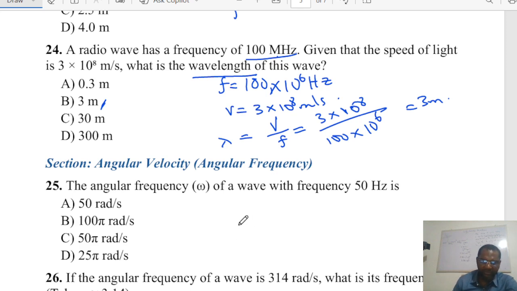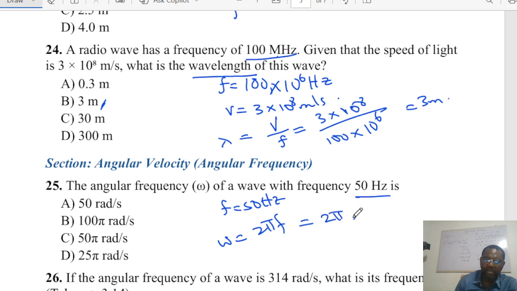Now number 25 says the angular frequency of a wave with frequency 50 hertz is. The frequency is 50 hertz. The angular frequency is simply 2 pi times the frequency. So that's going to be 2 pi times 50. So that will be 100 pi radians per second. So the answer is B.